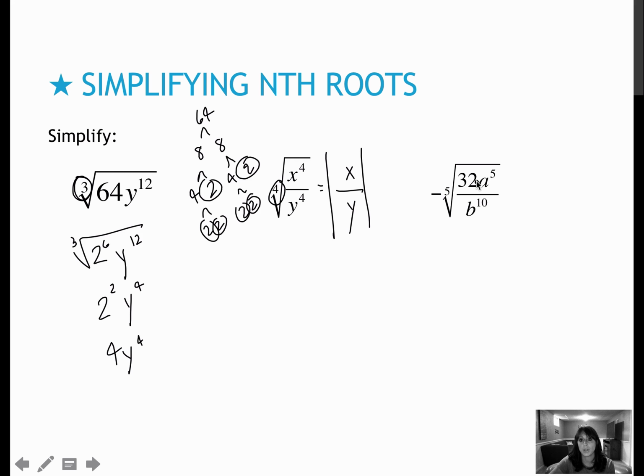And last, 32. The fifth root of 32 is 2. 5 divided by 5 is 1. 10 divided by 5 is 2. And I'll have the negative on the outside, and I don't have to worry about absolute value.